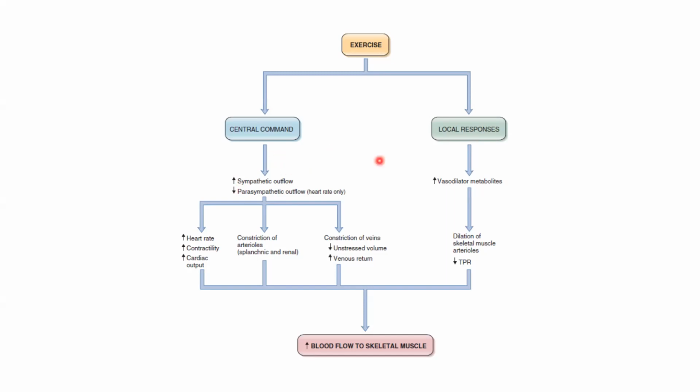Also in this flow chart, you have the local responses, in this same flow chart as the central command is there. So all this CNS business he has given very nicely. This is from Costanzo BRS. He has taken these local responses that we read under regional circulations. He has integrated this here. So to give you a bigger picture of how during exercise blood flow to the skeletal muscle is improved, and at the same time, not shown here, you have stability in blood pressure. It doesn't fluctuate much.